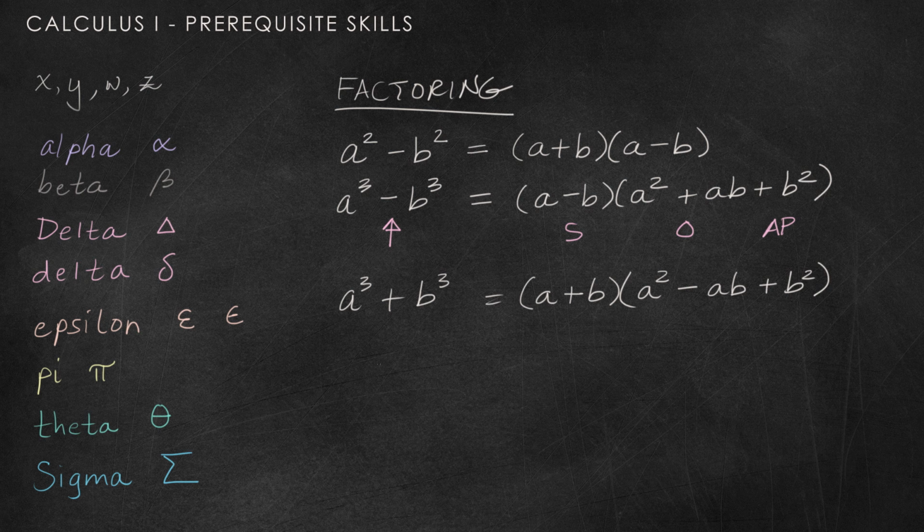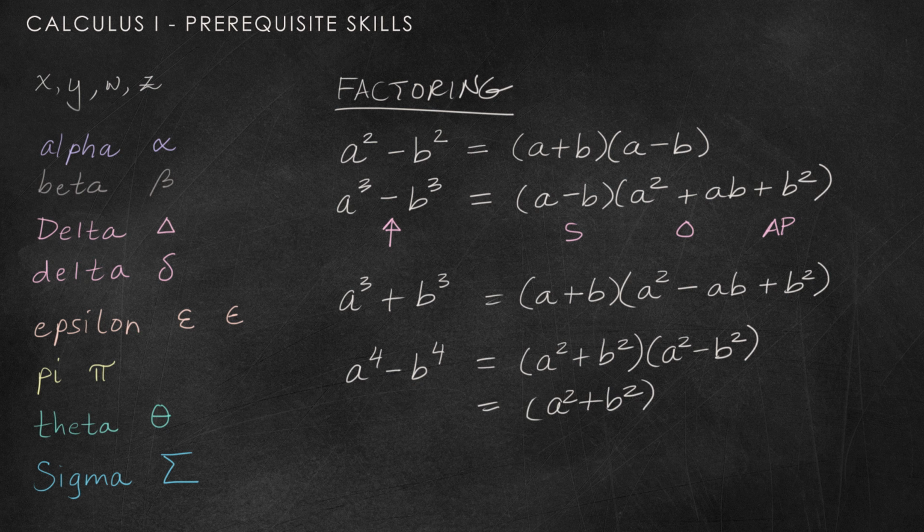Now we have some more advanced versions of our difference of squares formula. For example, we might see a to the fourth minus b to the fourth. That is still the difference of two perfect squares, which would factor as a squared plus b squared times a squared minus b squared. But a squared minus b squared is also the difference of squares, so we would factor that further. The a squared minus b squared becomes a plus b times a minus b. And we say that's factored completely.